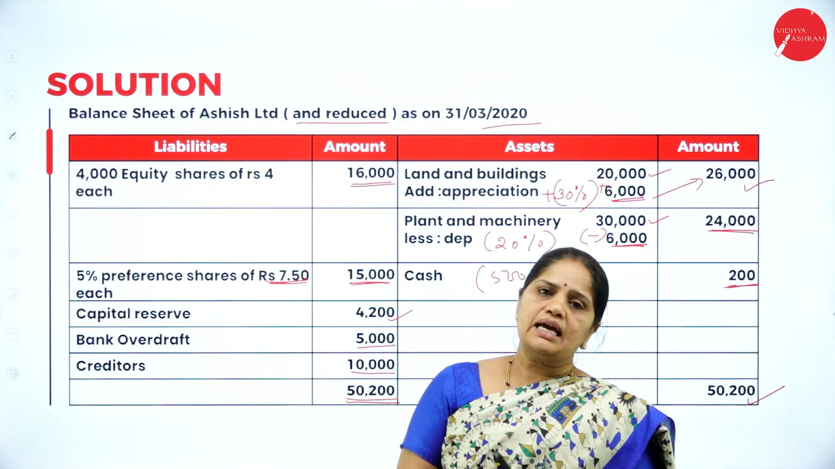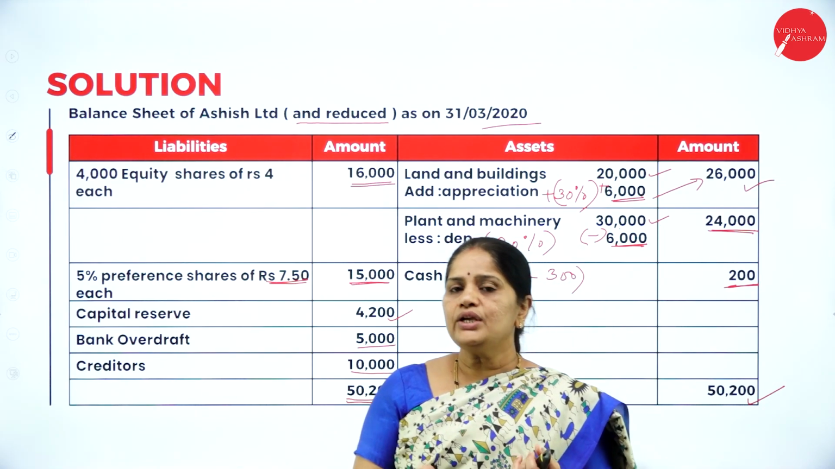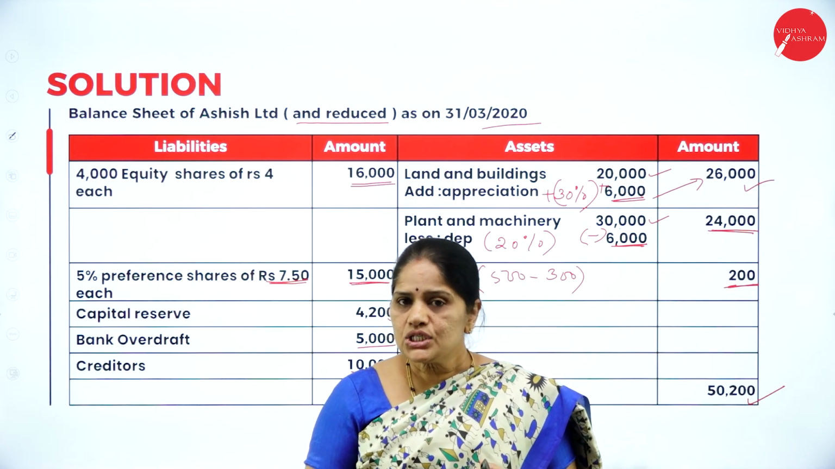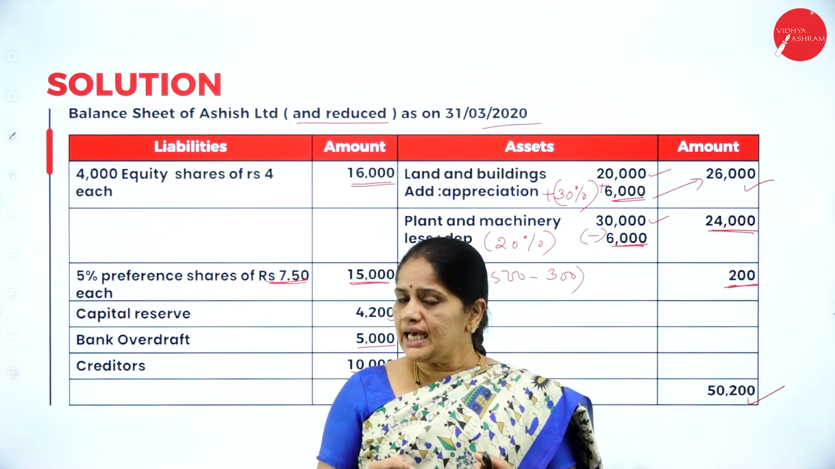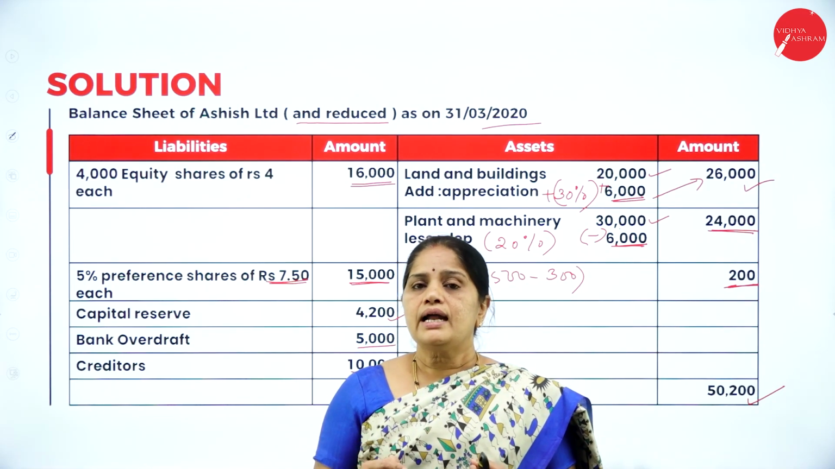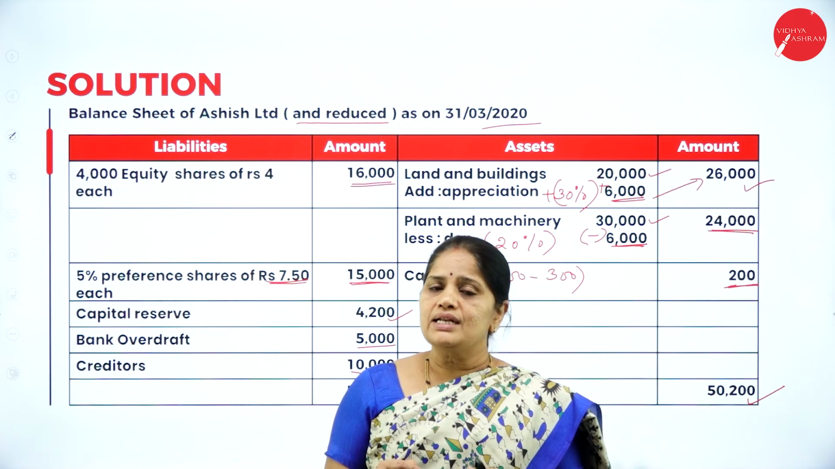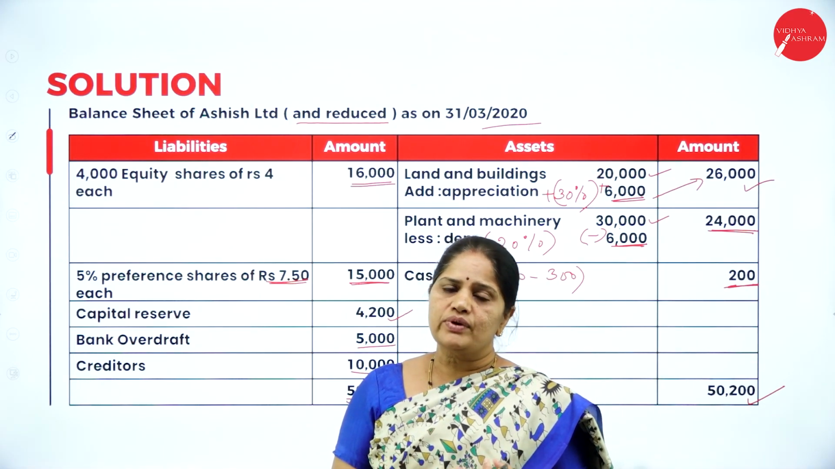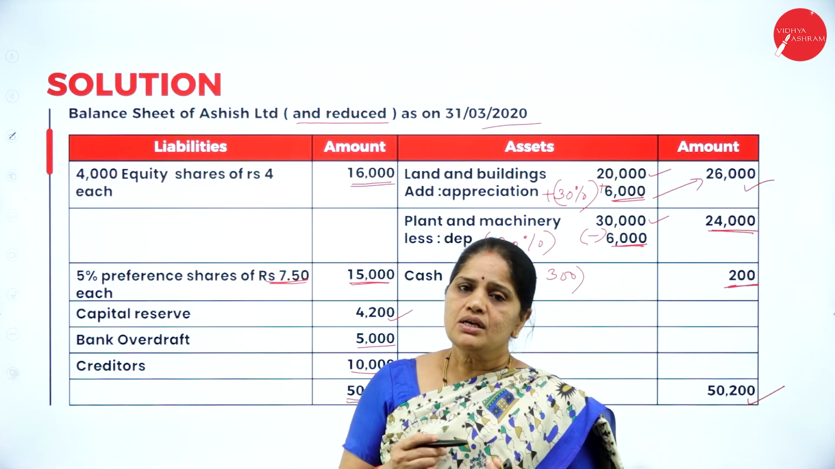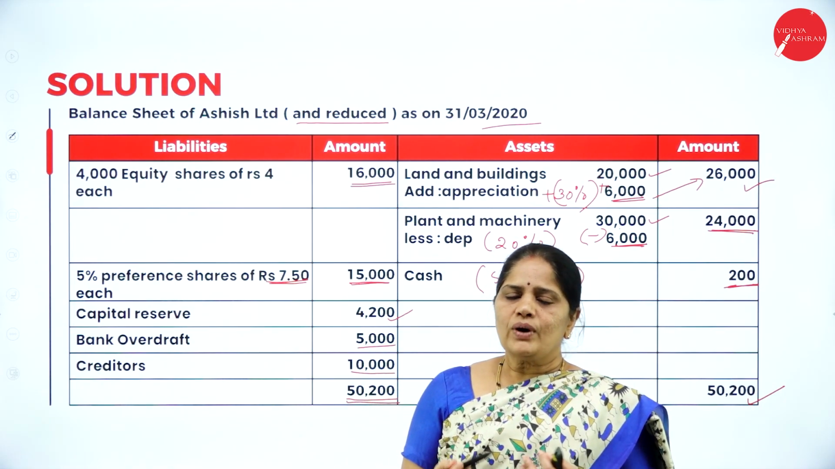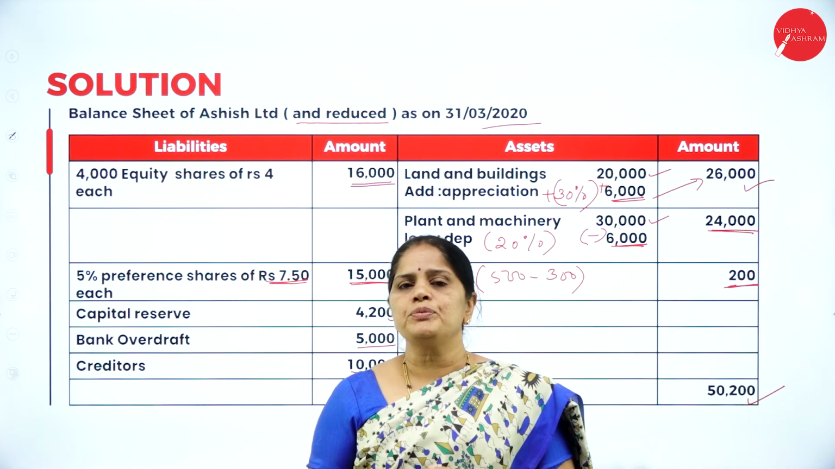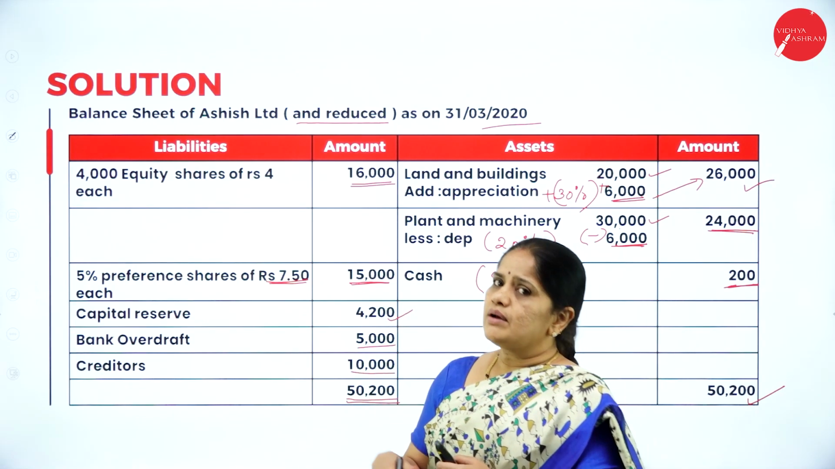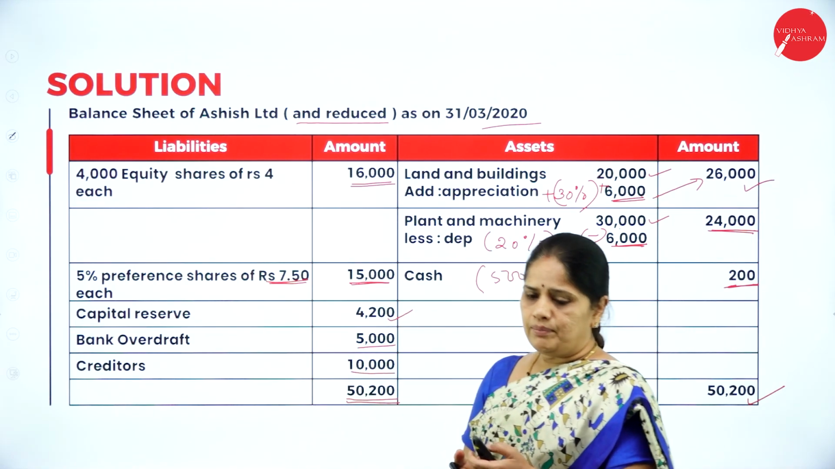Whenever there is a capital reduction, usually you will be asked to prepare the journal entries and also the reconstruction account and also the reduced balance sheet of the company. Usually these three things will be asked for 15 marks. So very easy chapter. Once you understand the concept, it will be very easy for you to make out the solution for the problem.